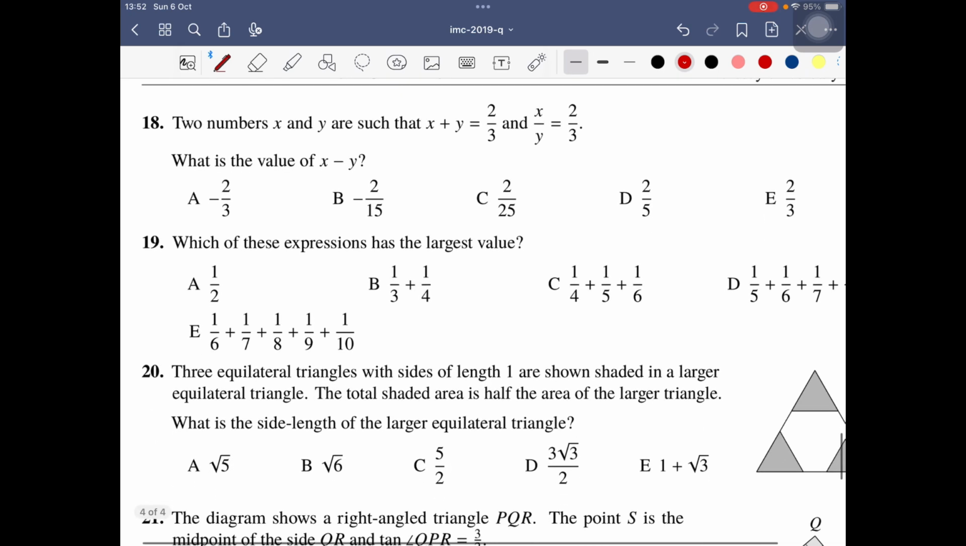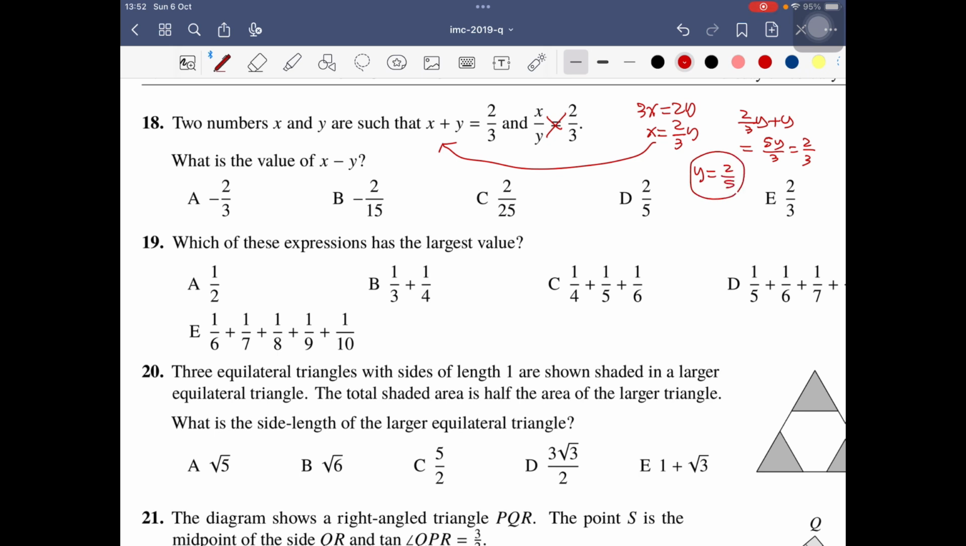And number 18: two numbers, x plus y equals 2 over 3, xy equals 2 over 3. So when we do the cross product, 3x becomes 2y. Let's say 2y over 3 is x. So when we put it here, 2y over 3 plus y is 5y over 3, which equals 2 over 3. So y equals 2 over 5. So now x becomes 3 over 2 times 2 over 5, so 4 over 15. So x minus y: 4 over 15 minus 6 over 15, so negative 2 over 15.